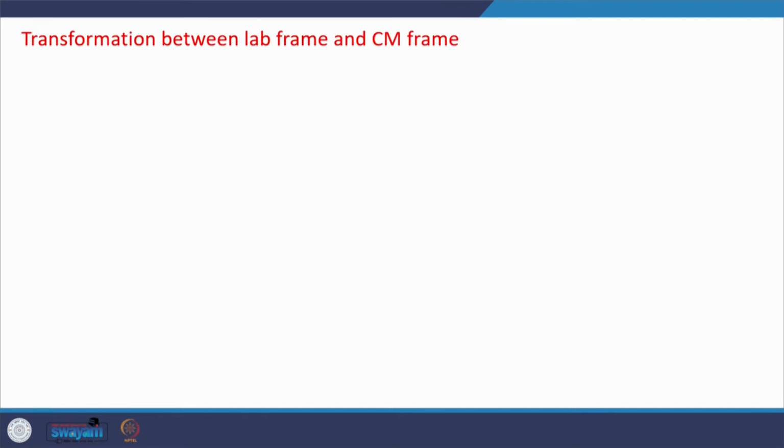Okay. Now, consider a case when the situation has to be discussed in the center of mass frame of reference. What is the importance of the CM frame of reference? From now onwards, I am going to use the word CM frame. From a theoretical point of view, the motion of the center of mass has no consequence in a nuclear reaction. So, in general, we prefer to represent values like cross section, reaction rate or S factor, all these things, in the center of mass frame of reference.